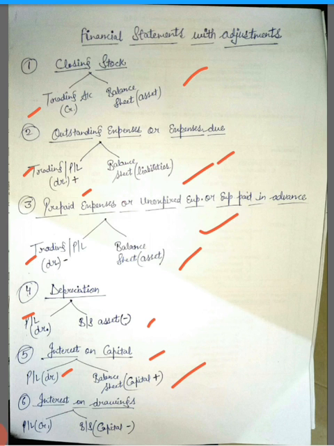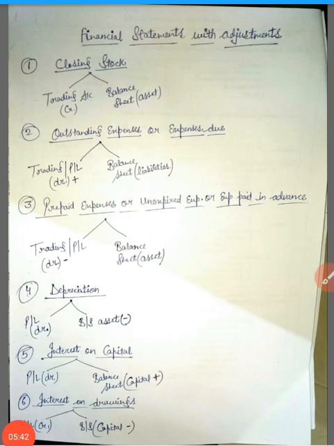Then the last is interest on drawings. Interest on drawings means interest charged by the business from the owner. The effect of interest on drawings is on the profit and loss credit side, because from the business point of view it is income for the business, so it will be recorded on the credit side of profit and loss. And the second effect is that it will be deducted from the capital under the balance sheet. We will deduct interest on drawings from capital in the balance sheet. Clear? These are a few adjustments I discussed.